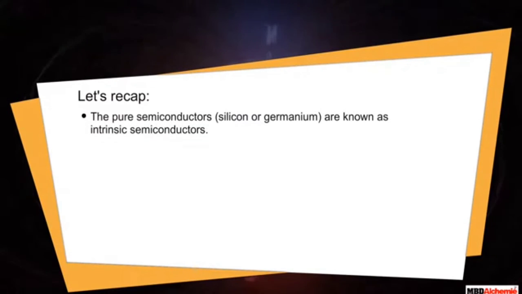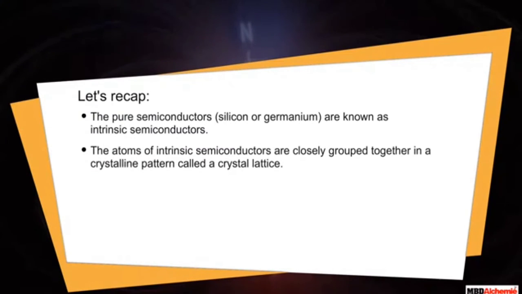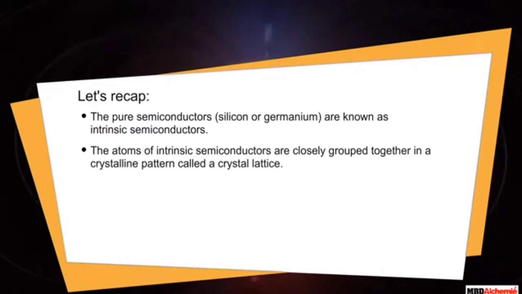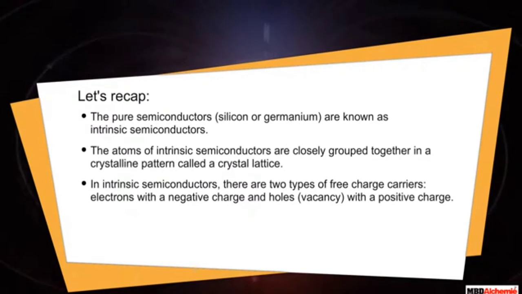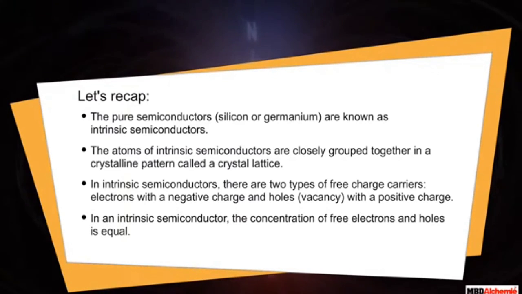Let's recap. The pure semiconductors, silicon or germanium, are known as intrinsic semiconductors. The atoms of intrinsic semiconductors are closely grouped together in a crystalline pattern called a crystal lattice. In intrinsic semiconductors, there are two types of free charge carriers: electrons with a negative charge and holes, or vacancies, with a positive charge. In an intrinsic semiconductor, the concentration of free electrons and holes is equal.